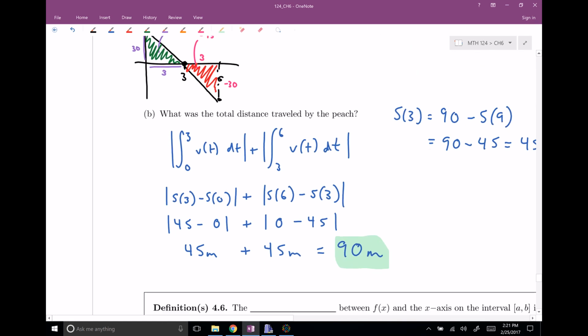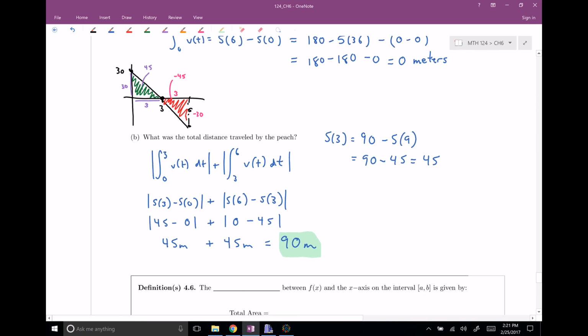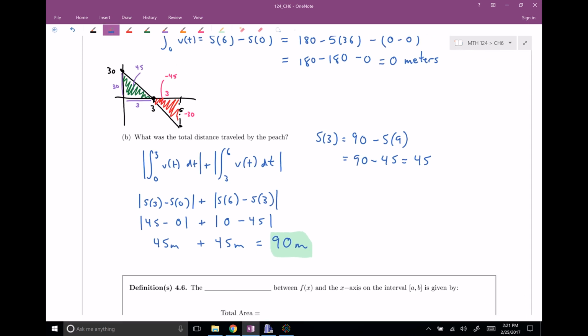You're kind of undervaluing. Maybe the peach just stayed there the entire time. Well, no. In reality, I threw it up. It came back down. It had a very interesting journey. Right? So total distance actually, I mean, there's different reasons why you want to know about this.